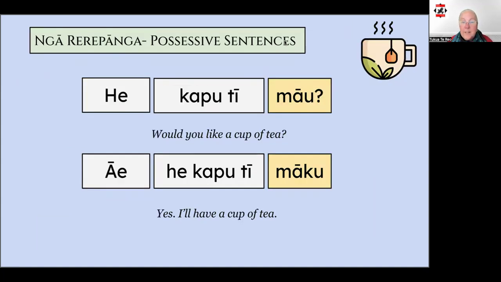Want to ask someone if they'd like a cuppa? Let's just switch the kupu around a bit and make it a pātai. He cup of tea mau literally translates to a cup of tea for you. Or would you like a cup of tea? And the answer, āe, he cup of tea māku.